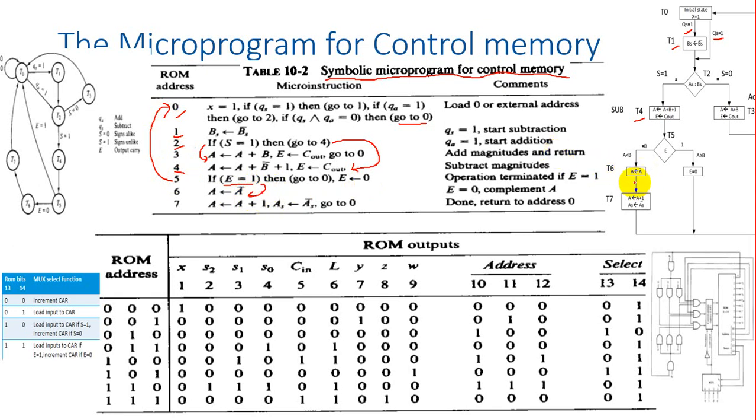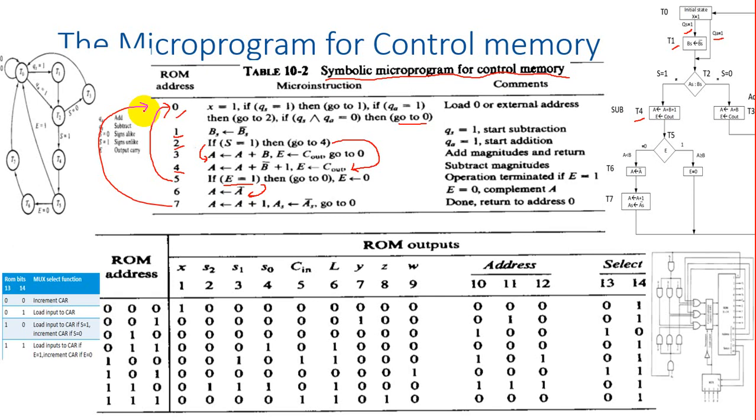At T6, we will complement A. Then we will come to T7. At T7, what do we do? A plus 1 goes to A, and we change the sign of A. After doing it, from T7, we go to T0. Clear? This is called symbolic microprogram. From the symbolic microprogram, we are going to write the actual microprogram.